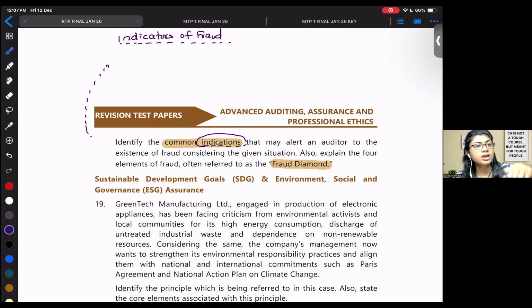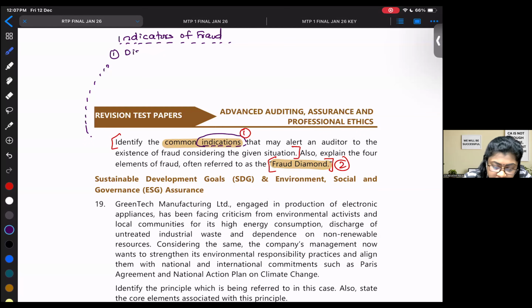You guys are saying fraud diamond. This question has 2 parts. See, first they ask you indicators, then only they asked you diamond. Please wait. First you say indicators. 4 indicators are there. No primary, no secondary.